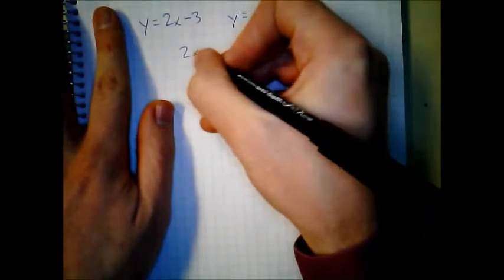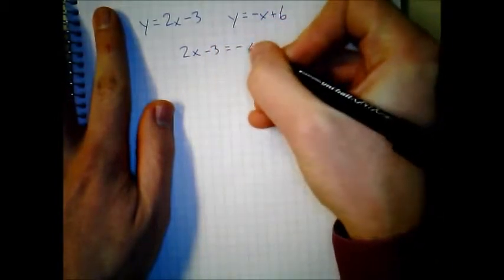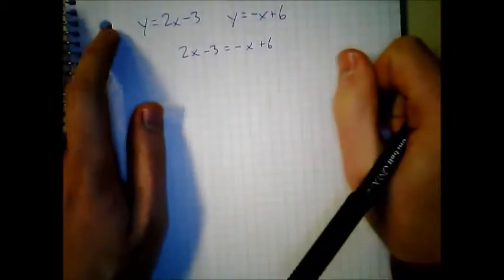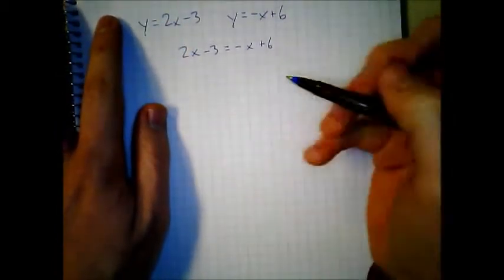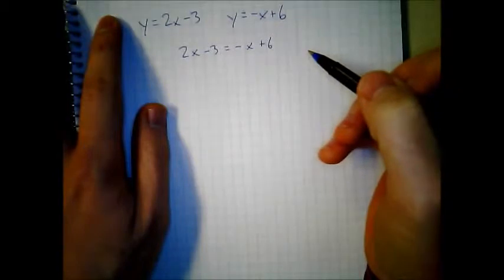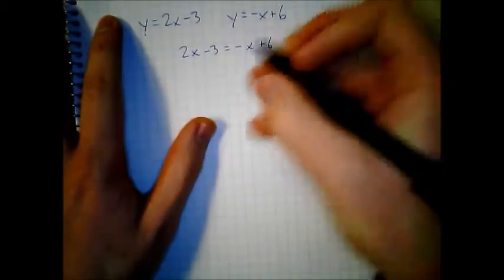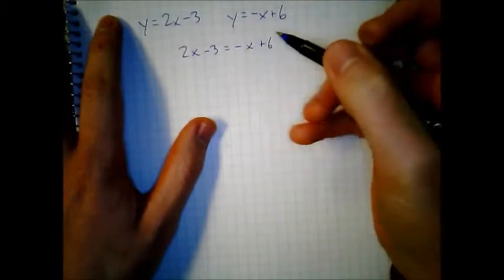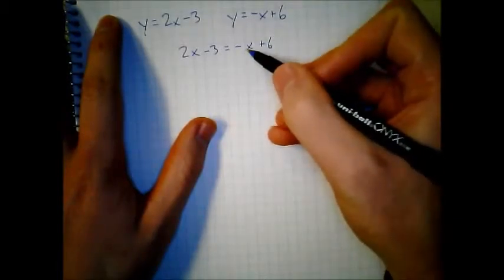So we're just going to say we want both these rules to be equal to each other. That's what we're trying to find. So we have 2x minus 3 equals the opposite of x plus 6. So I want to get rid of this negative x. So I think, what do I need to get rid of a negative x? I need a positive x. So I'm going to add x to both sides.